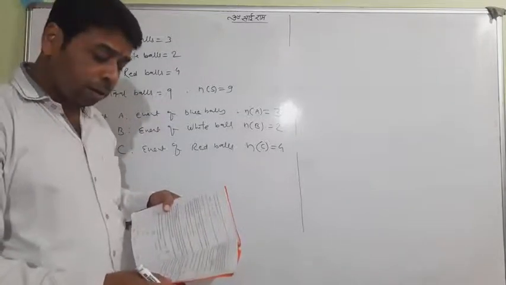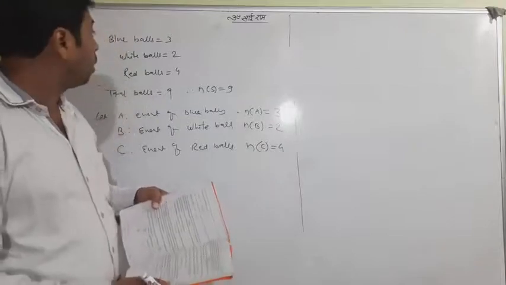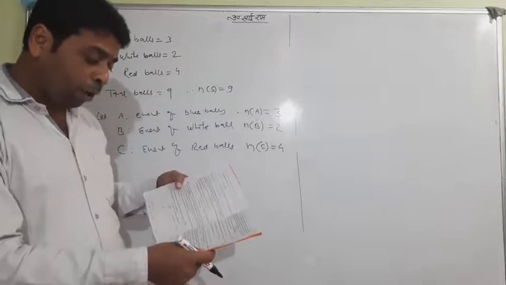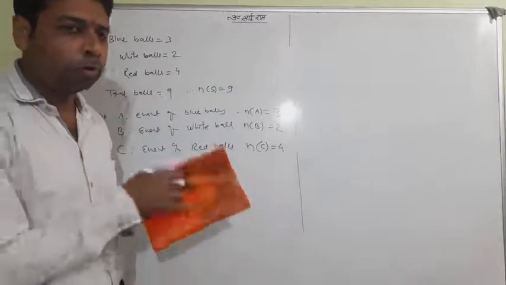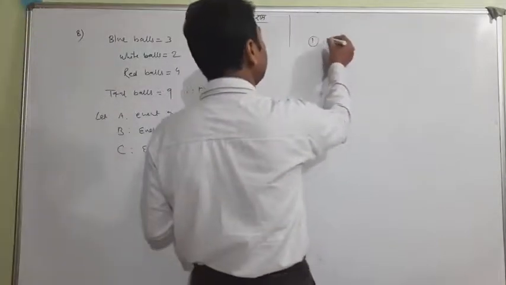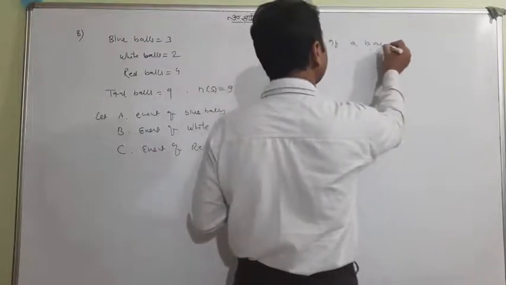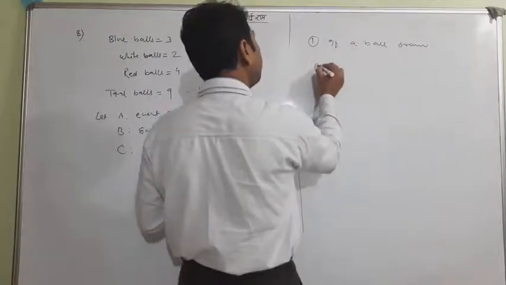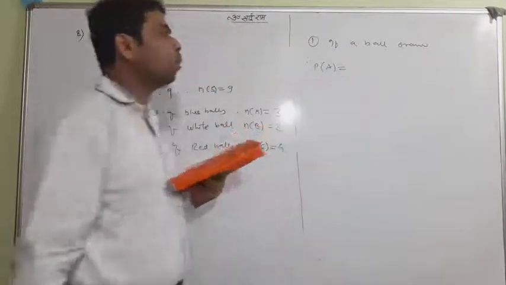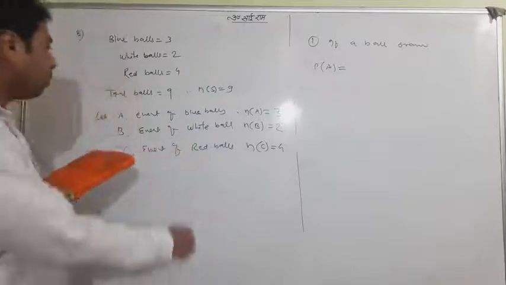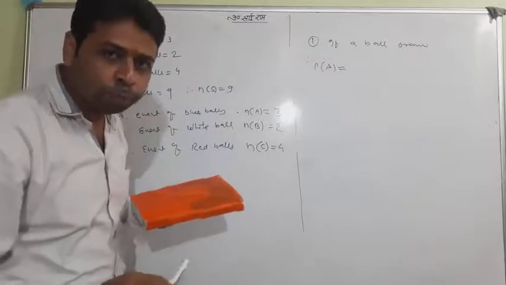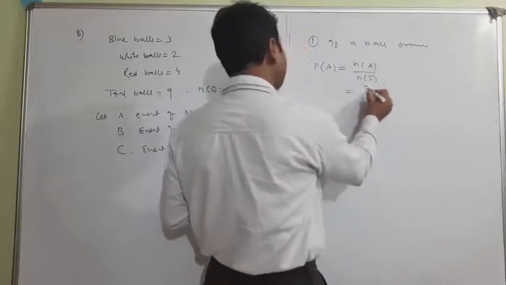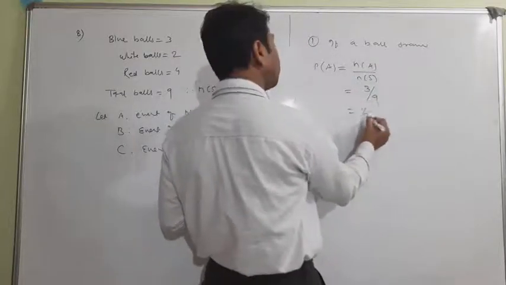If a ball is drawn randomly from the box, what is the probability that it will be a white ball? That is the question asked. First question: if a ball is drawn, then probability of A, meaning probability that the ball is blue, is n of A upon n of S. So n of A is 3 upon whole balls 9, meaning the answer is 1 by 3.